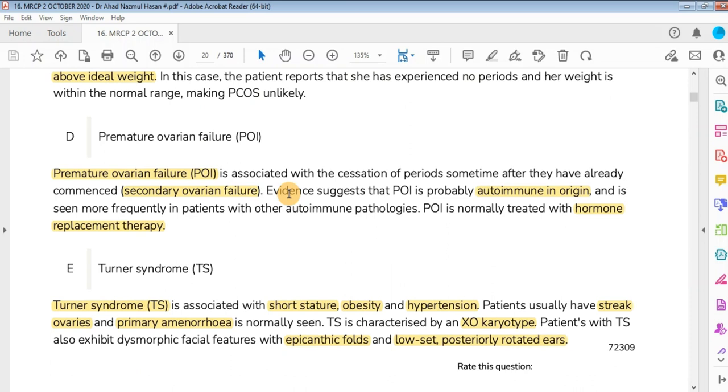Premature ovarian failure is associated with cessation of periods, sometimes after they had already commenced, that is secondary amenorrhea or secondary ovarian failure. Evidence suggests that premature ovarian failure is probably autoimmune in origin and is seen more frequently in patients with other autoimmune pathologies. Premature ovarian failure is normally treated with hormone replacement therapy.